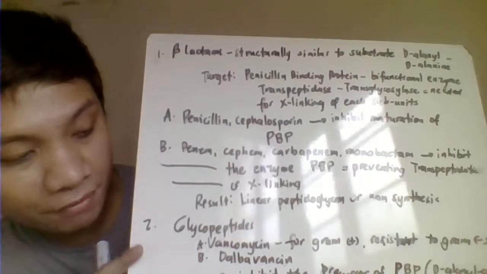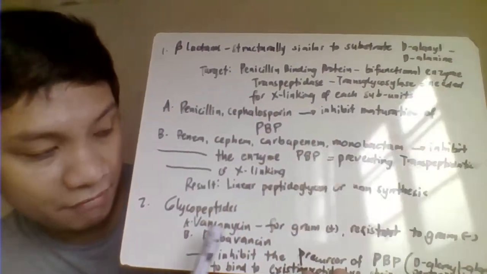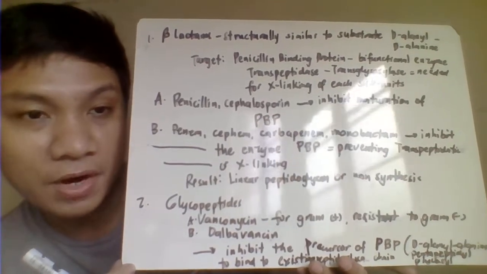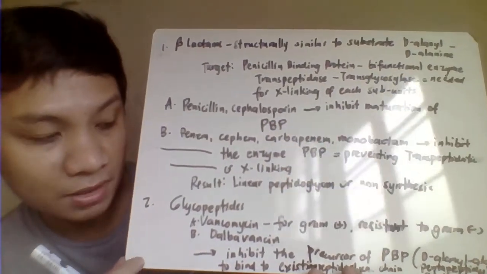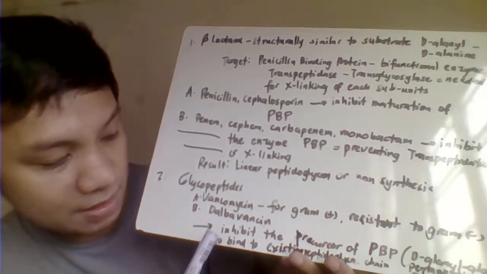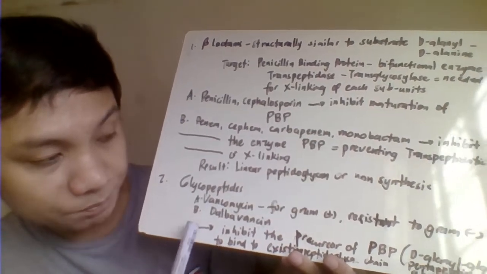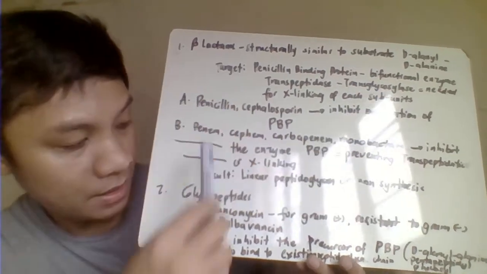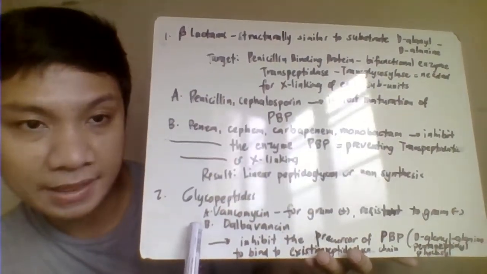Okay, so this includes your vancomycin. Vancomycin is only effective for the gram-positive. This is naturally resistant to your gram-negative. Hindi talaga maging effective ito. Then dalbavancin as well. So your beta-lactams, sa enzyme sila, ito naman sa precursor natin.